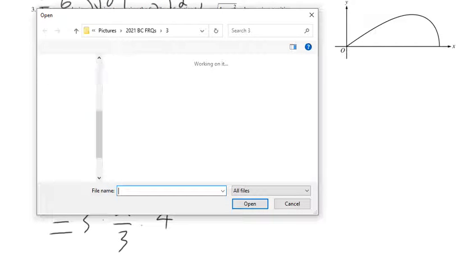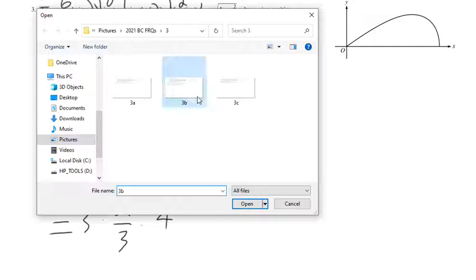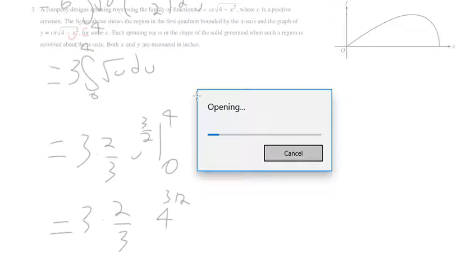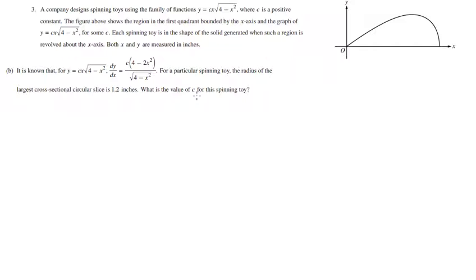So we'll move on to part B here. Now part B is sort of the more difficult, less straightforward part of this question. They gave us the first derivative here. They didn't have to do this, but they did. And we know that for a particular spinning toy, the radius of the largest cross-sectional circular slice is 1.2 inches. So basically what we're looking for right here is the maximum value of this function.